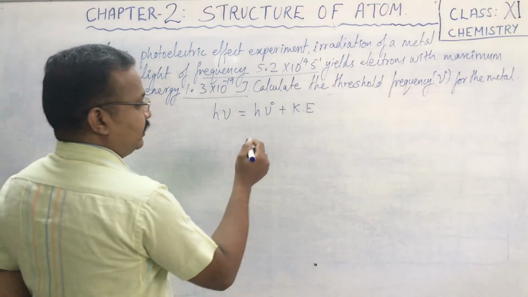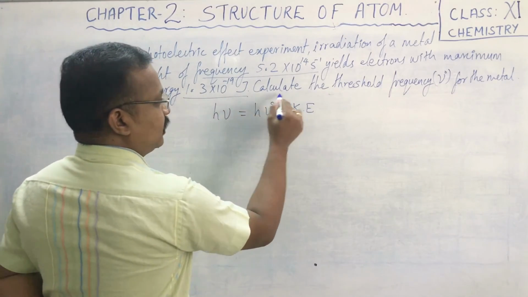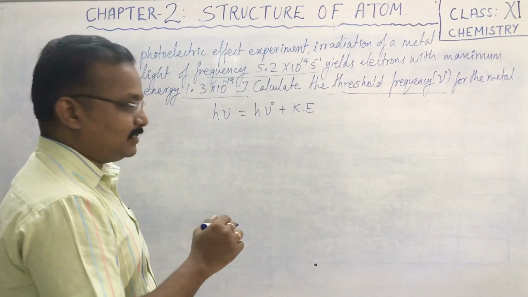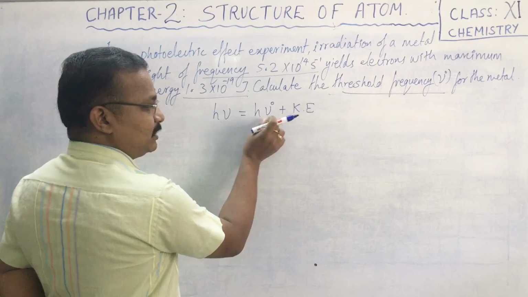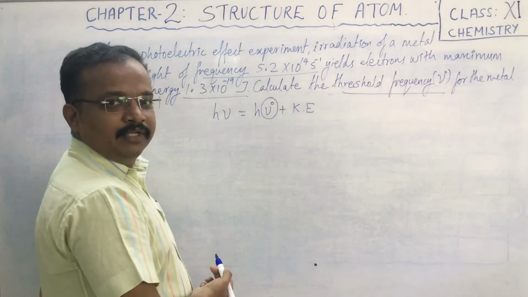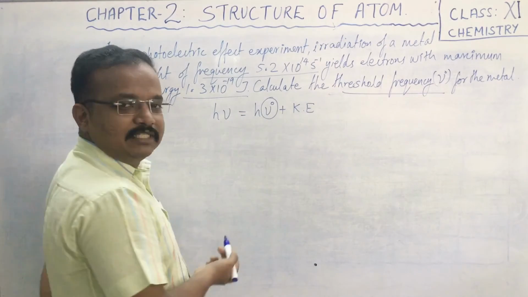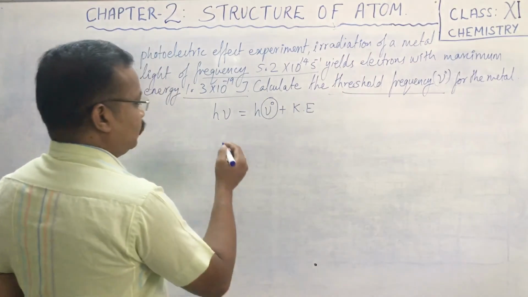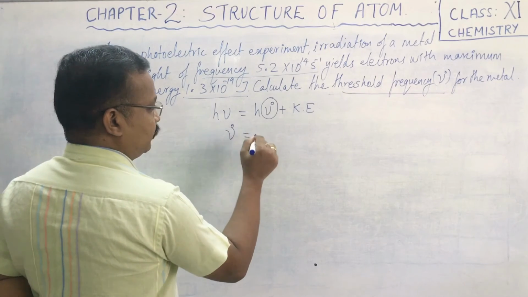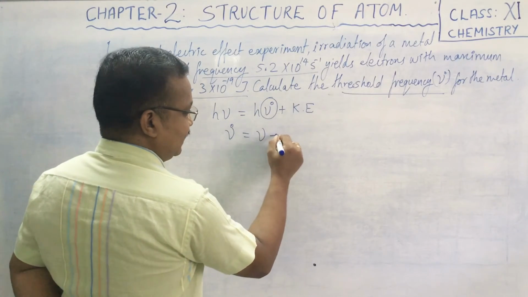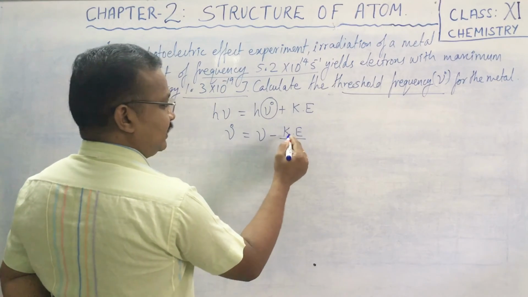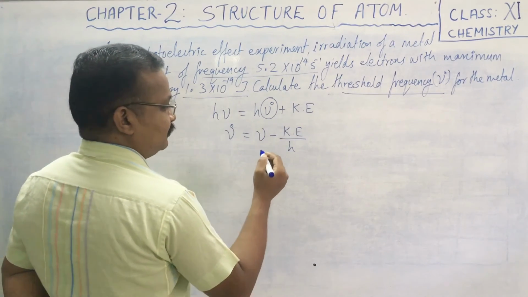Correct? Here, what is asked to find out? Calculate the threshold frequency, not threshold energy. We have a threshold energy as h nu zero. Here, nu zero is asked to find out. So, what we can write is nu zero is equal to nu minus KE upon h, kinetic energy divided by h.